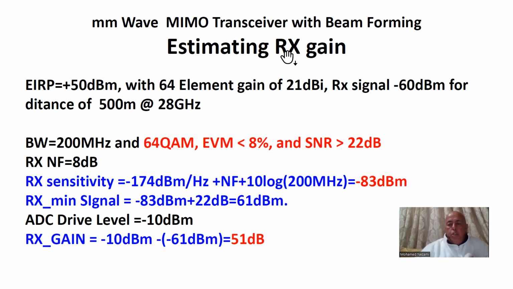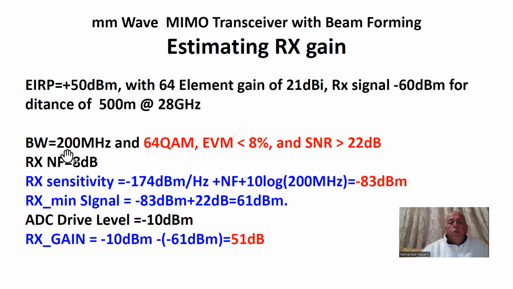So let's do an estimate for the receive path now. I know that we're not concerned about the receive path, but just so that we include it as well. If we use this system at 50 dBm EIRP with 64 elements, with 21 dBi gain for the array, and you look at the Rappaport report on mmWave 28 gigahertz experiments, you're most likely going to get minus 60 dBm somewhere between half a kilometer and 1 kilometer. And of course, if you're running 64 QAM, that requires an EVM less than 8%, and the SNR is around 22 dB.